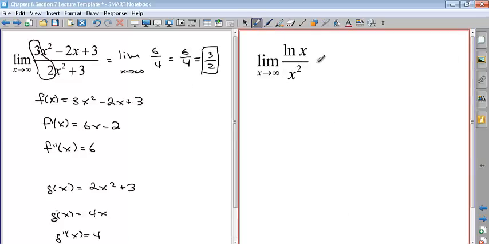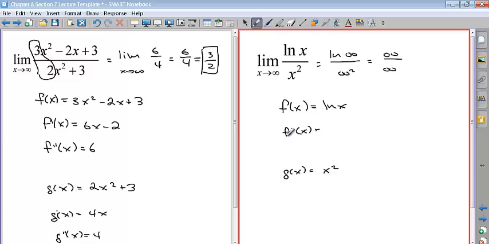let's try this one. Again, plug infinity in, you're going to have the natural log of infinity, which is infinity divided by infinity squared. So that doesn't work. That just gives you infinity over infinity. So it's indeterminate. So f of x is the natural log of x. G of x equals x squared. F prime of x equals 1 over x. G prime of x equals 2x.